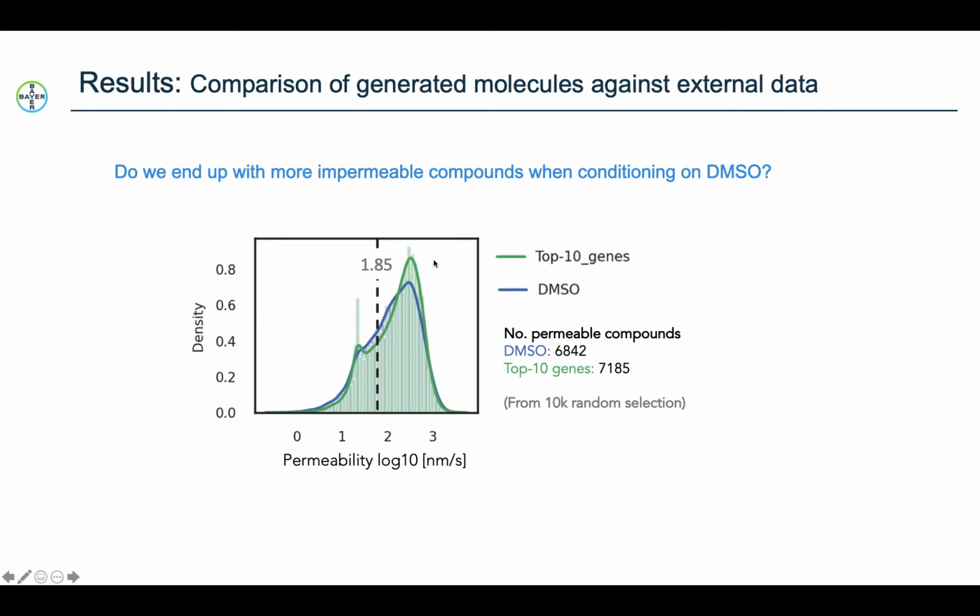And to check this, we ran the generated molecules through an in-house permeability prediction model, and then plotted the distribution between generated molecules conditioned on the top 10 genes versus DMSO profiles. And from the distributions, we can see that by conditioning on the top 10 genes, we move slightly towards higher permeabilities compared to DMSO. However, these results are not significant.